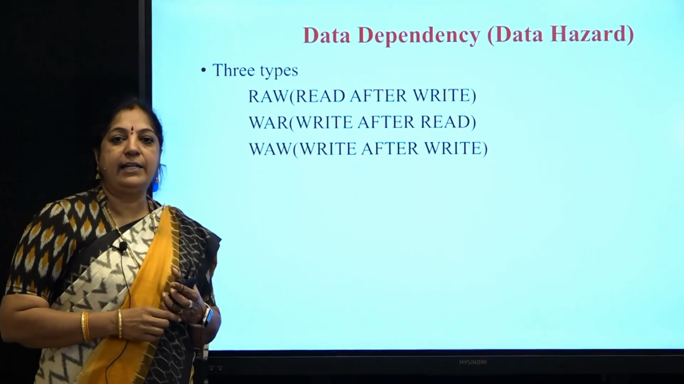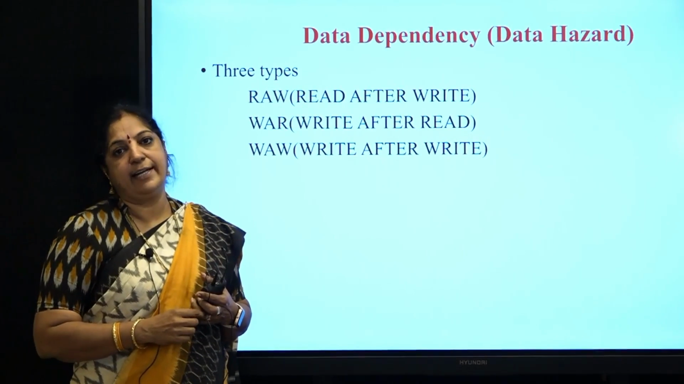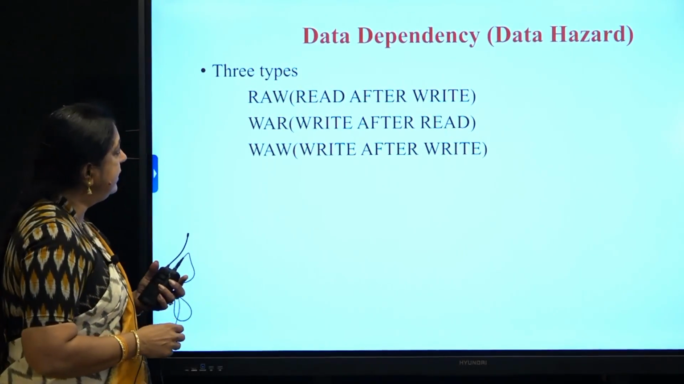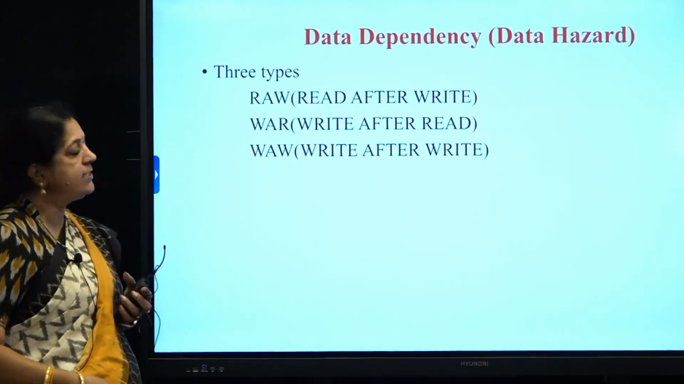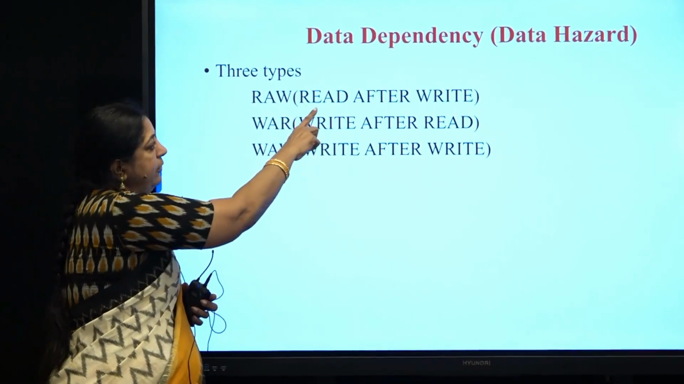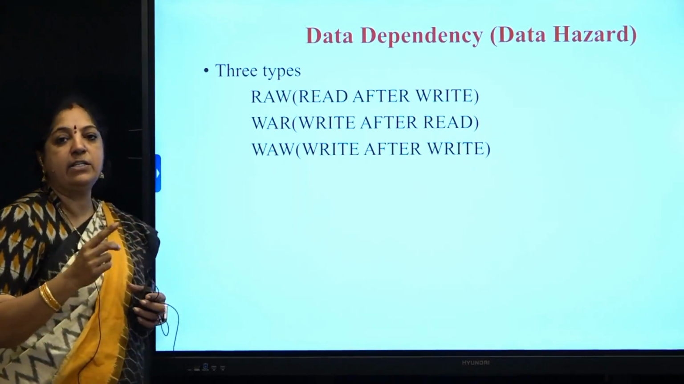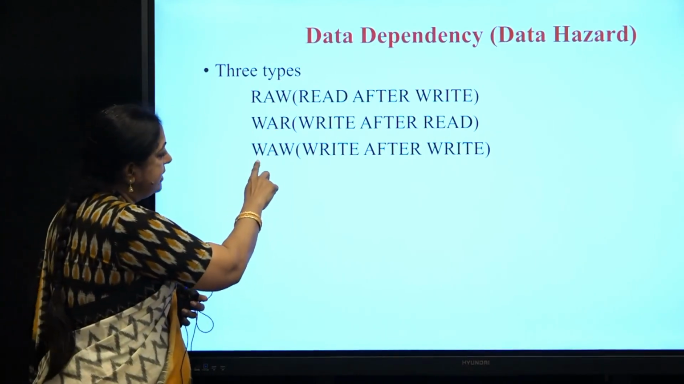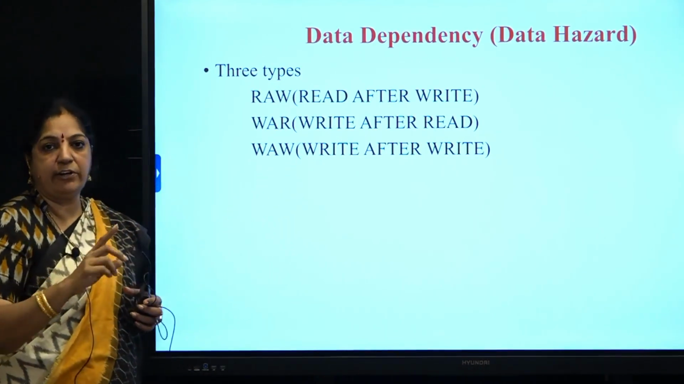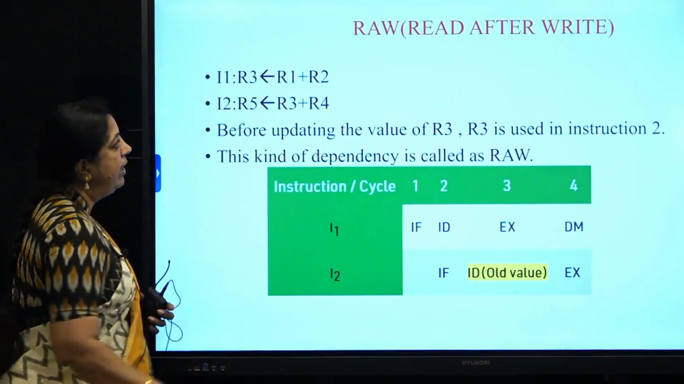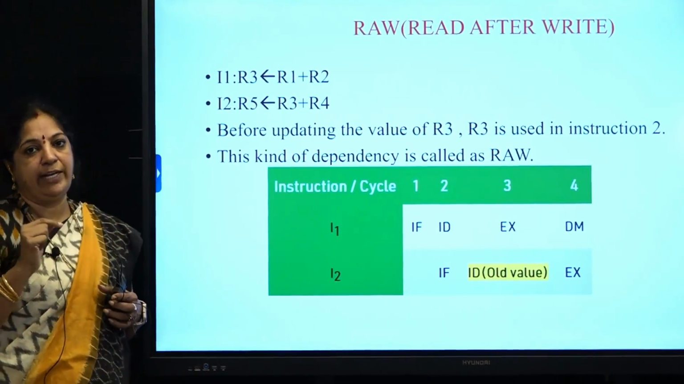Next one is data hazard or data dependency. Here there are 3 types of data hazards. One is RAW, read after write, another one is WAR, write after read, and the third one is WAW, that is write after write. One by one let us see. First let us see read after write.